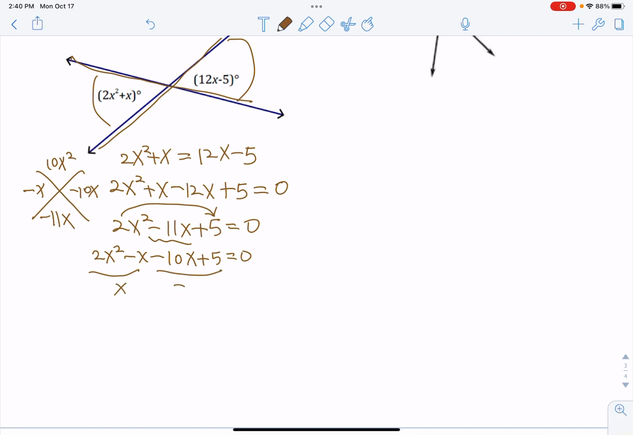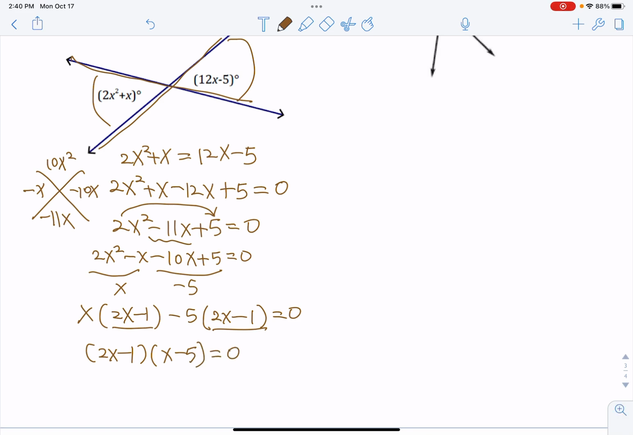x is a common factor and negative 5 is a common factor for each group. So factor the common factor out with the x, 2x minus 1. Then factor negative 5 out, and since I took the negative out, the inside sign will be changed. So 2x minus 1. Now 2x minus 1 is a common factor. 2x minus 1, and then the leftover x minus 5 equal to 0. So to be 0, either 2x minus 1 equal to 0, to get x equal to, you add 1 and divide by 2. And then x minus 5 equal to 0, you say x equal to 5. So you get two x values there.